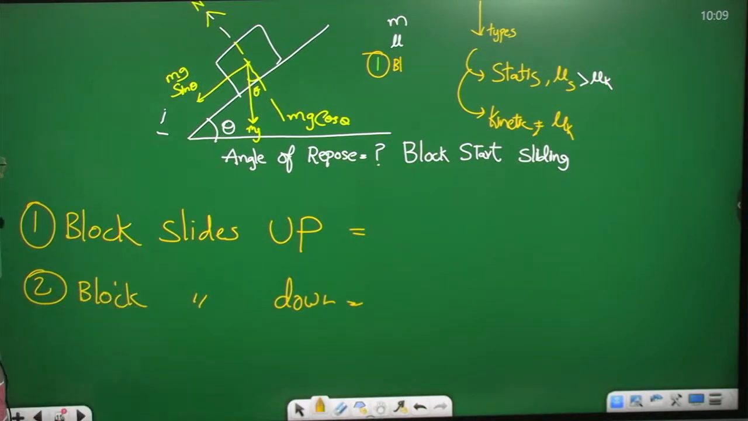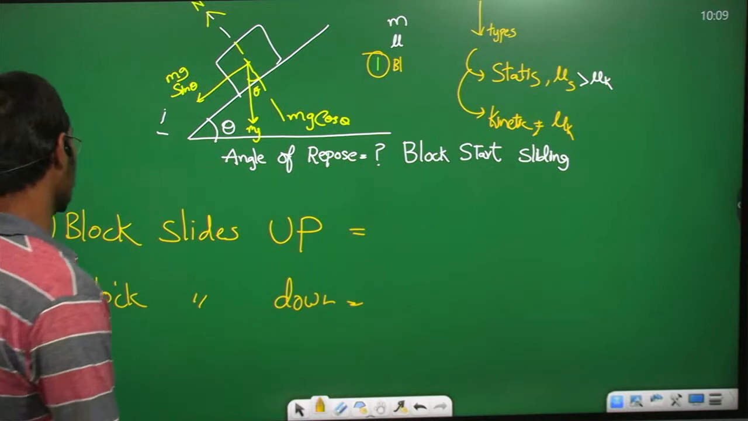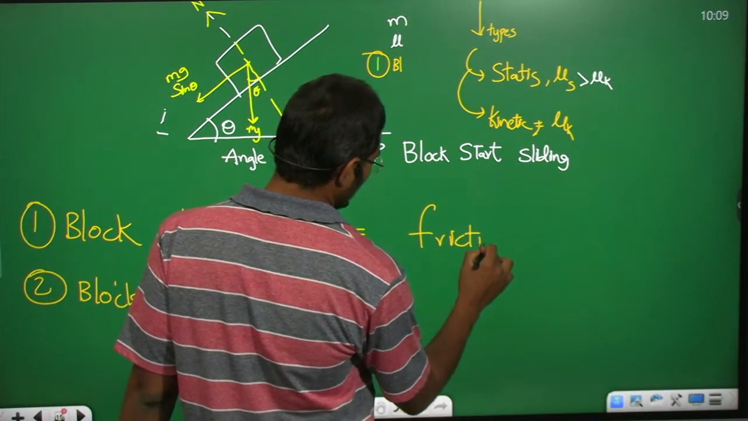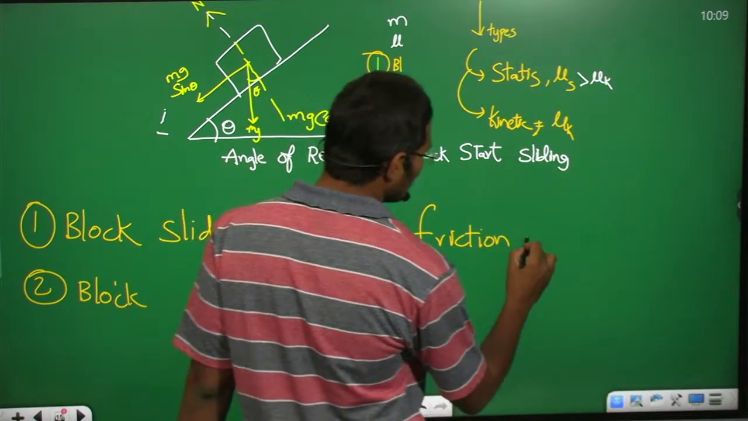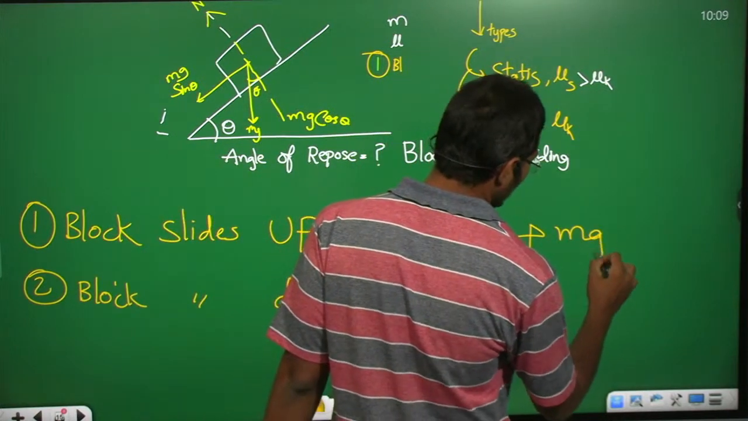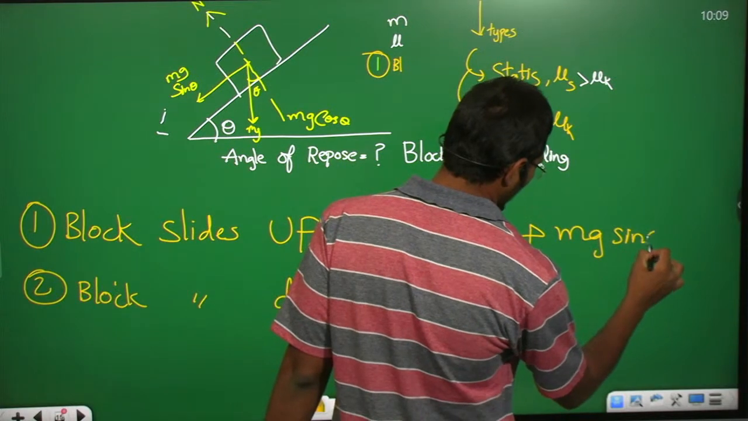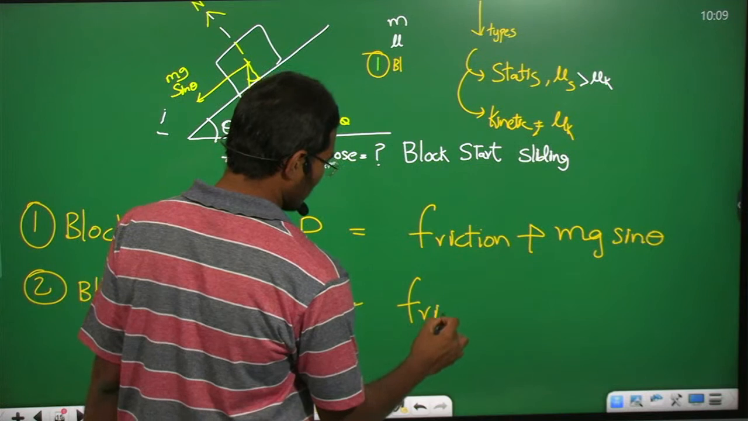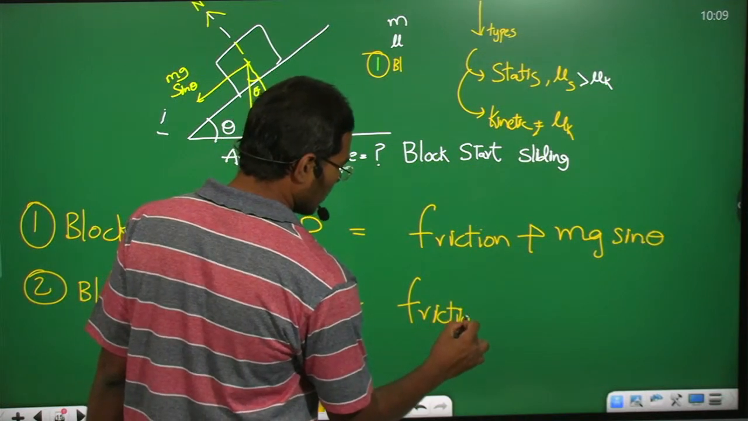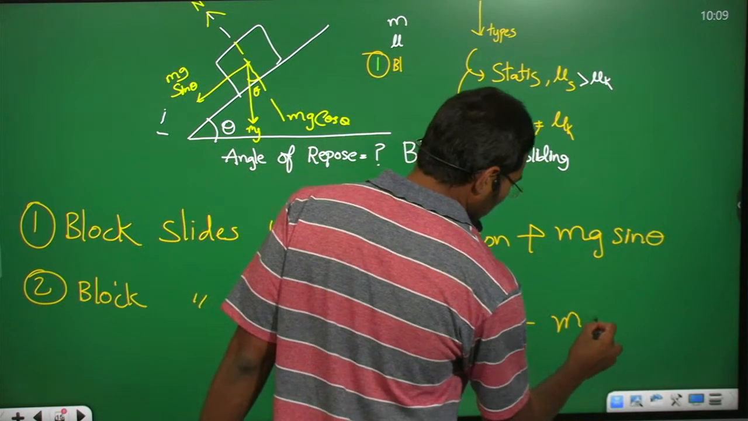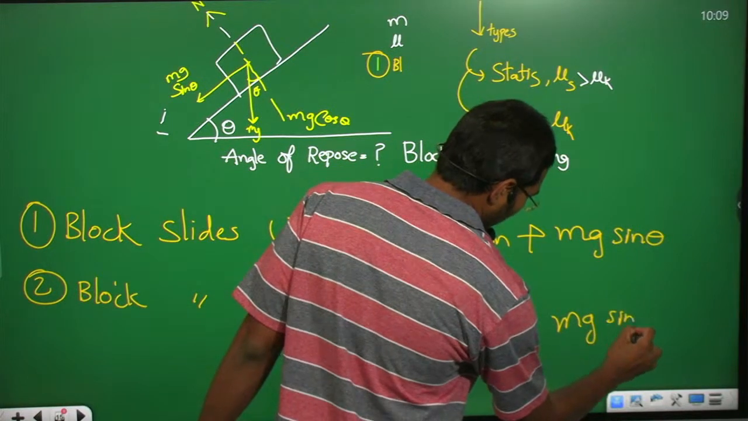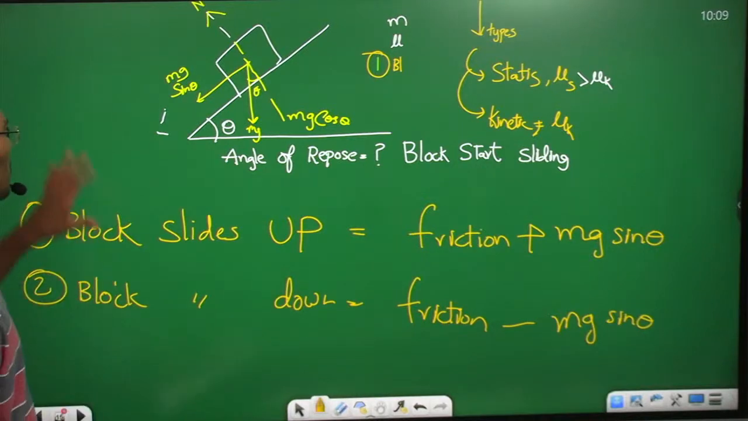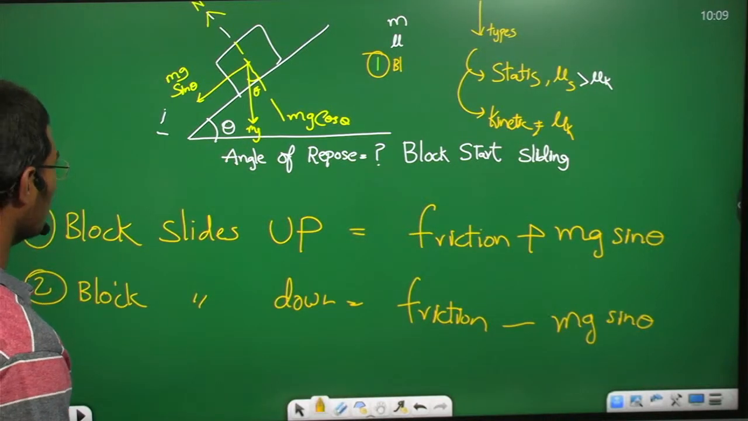So what is this? Block slides up, friction and mg sin theta are in the same direction, right? Okay. Opposite direction. So there will be a negative sign, right? If you are aware of this logic, you can do any kind of problem on this topic.